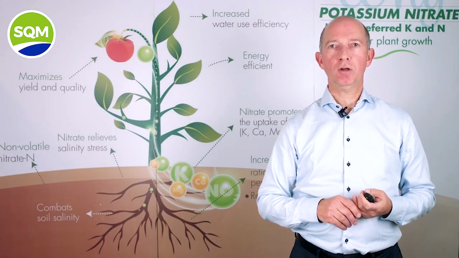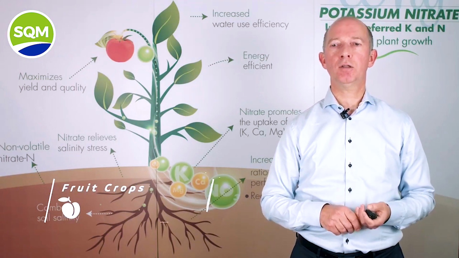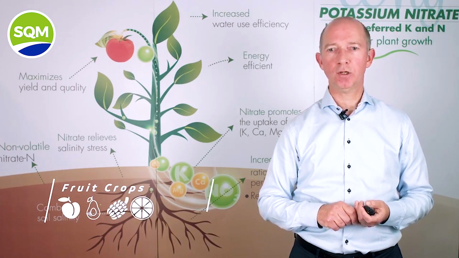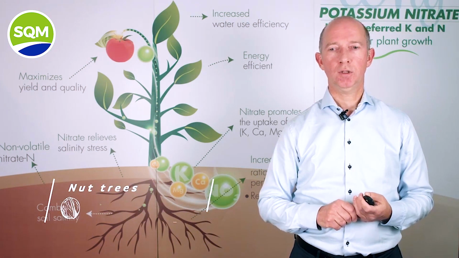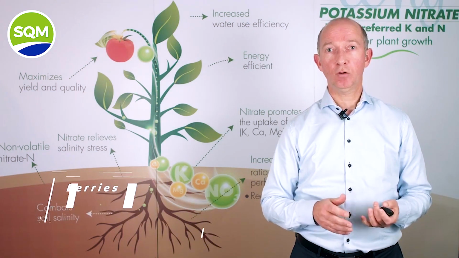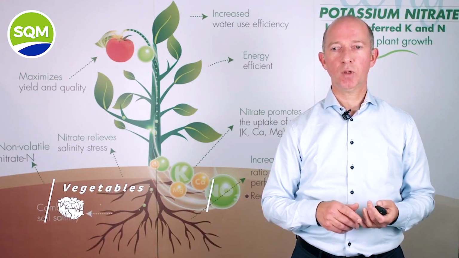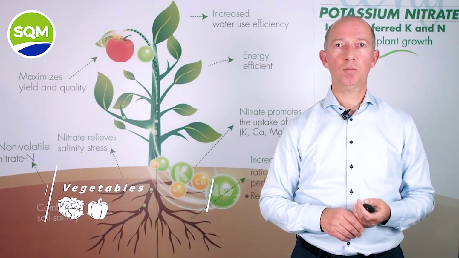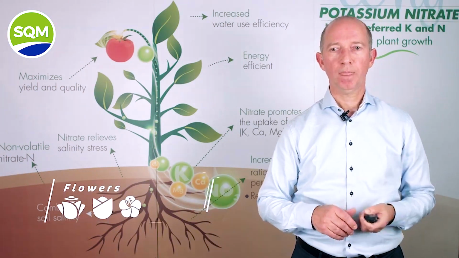A number of crops are known to be sensitive to chloride, like fruit crops such as apricot, avocado, banana, citrus, grape, mango, peach, nut trees like walnut and almond, berries including strawberries, blueberries, vegetables like lettuce, sweet pepper, onions, field crops like tobacco and potato, coffee and flowers.